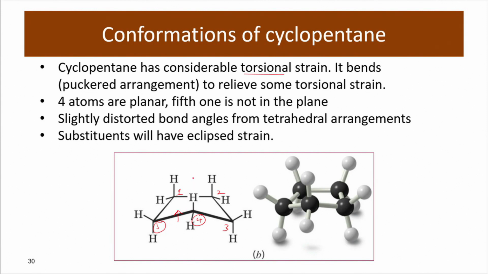This is like an envelope arrangement, or very similar to what we generally call an envelope. One of the carbons is a little bit above the plane of the rest of the 4 carbon atoms. In other words, 4 atoms are in one plane, and the fifth one is not in the plane; it is either above the plane or below the plane. Here again there is a slightly distorted bond angle from the tetrahedral arrangement, and substituents will have eclipsing strain. To relieve that, this kind of bent or puckered arrangement is present in cyclopentane.